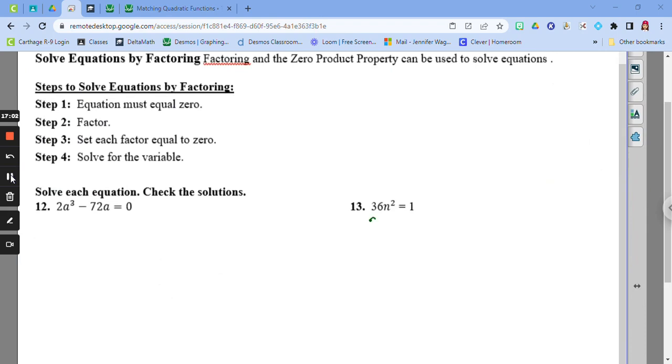So on 13, we need to subtract the 1. So it's 36n squared minus 1 equals 0.